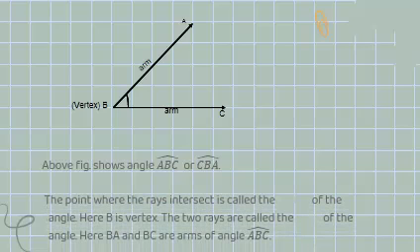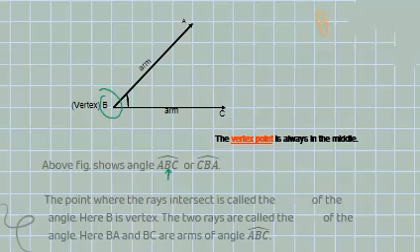So the vertex is B, and the two rays are the arms of the angle, and BA and BC are the arms of the angle ABC. So the vertex is always in the middle of the naming of the angle. This is the vertex B, and the vertex is the meeting of the two rays. So the two rays, they meet at the point B. So this is the vertex, and the arms are BA and BC.